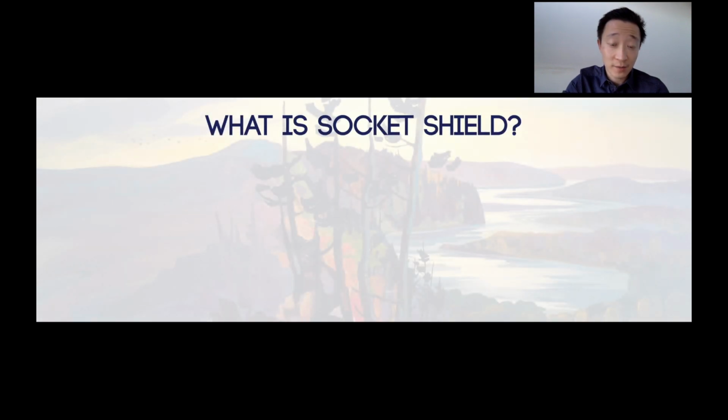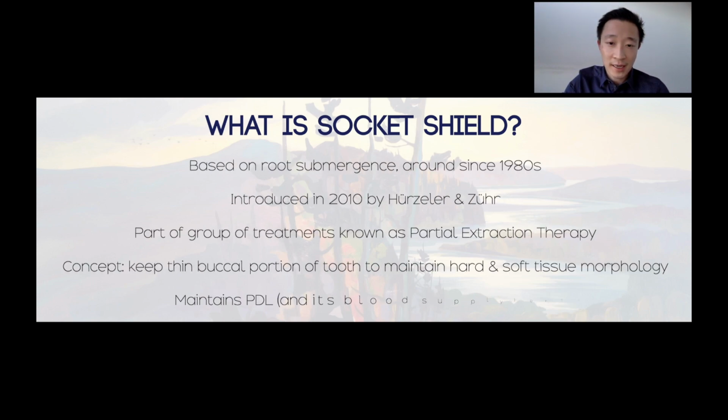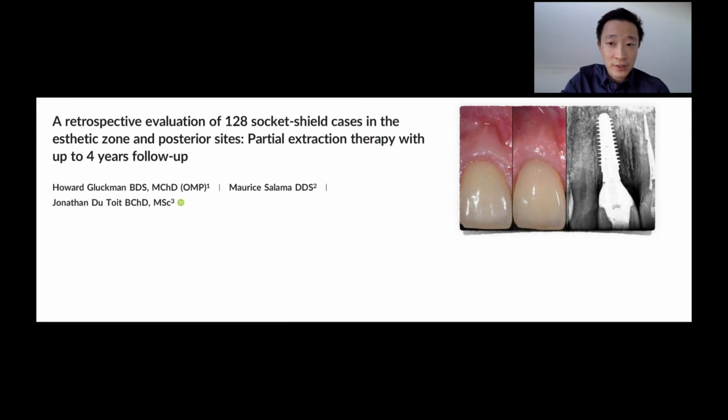There have been to date multiple different methodologies that help treat anterior aesthetic implants, and most recently socket shield was introduced. It's basically based on root submergence, which has been studied since the 80s. The socket shield technique was introduced in 2010 by Herzler and Zur. It's part of a group of treatments known as partial extraction therapy, and essentially the concept is to keep a thin buccal plate so that we can maintain hard and soft tissue morphology by maintaining the blood supply to the PDL and the bundle bone. I know many of you are probably already doing this.